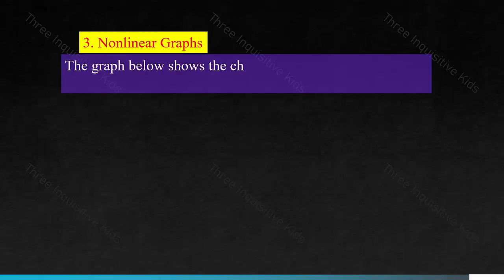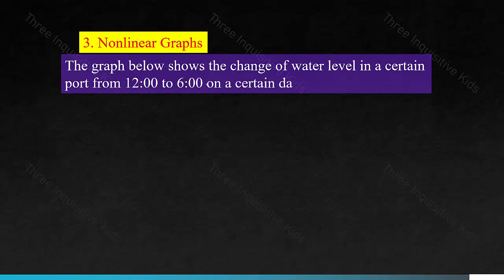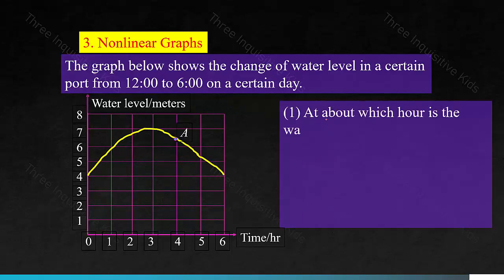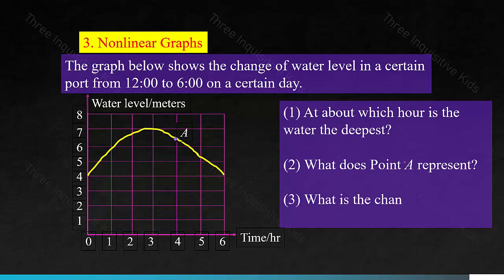Here are nonlinear graphs. The graph below shows a change of water level in a certain port from 12 o'clock to 6 o'clock on a certain day. Here's our graph. Number 1, at about which hour is the water the deepest? Number 2, what does point A represent, and what is the changing trend of the water level from 12 o'clock to 6 o'clock? So let's answer these questions.